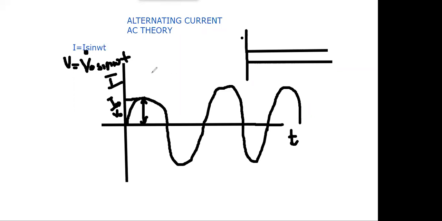So that is it. So our V will be V naught sine omega t. Now, where I told you that the I naught is the peak current, V naught will become our peak voltage. That means the amplitude of the voltage, or the height at which the voltage reaches before it falls.